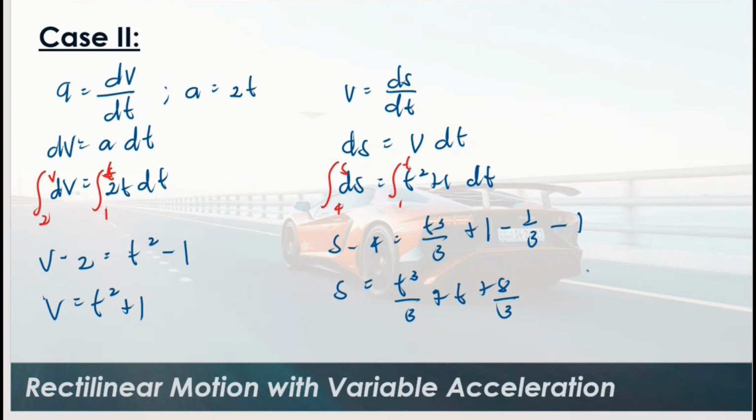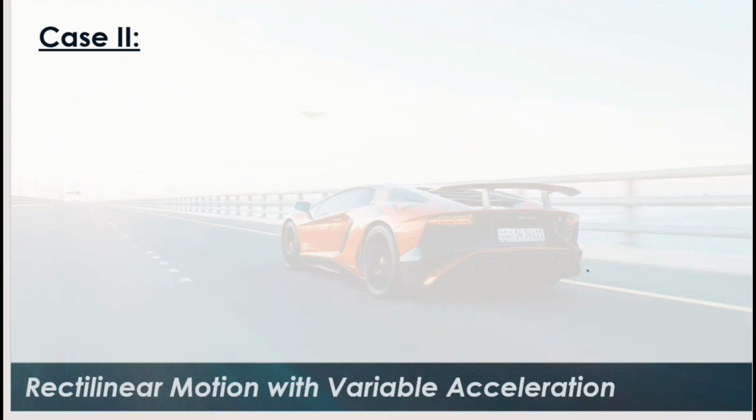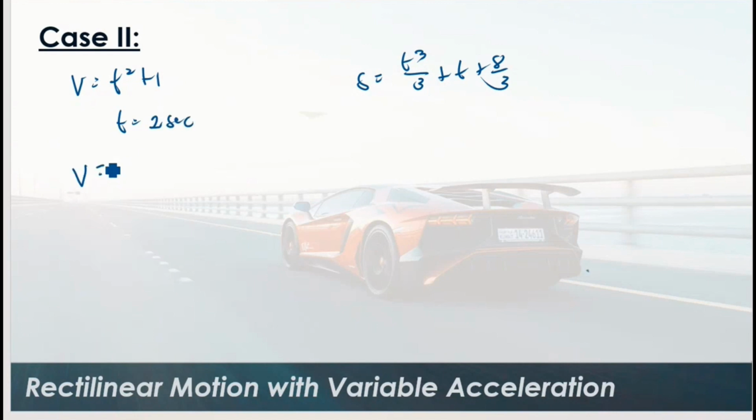So given that we have both equations, let's rewrite it on this part. v is equal to t squared plus 1, and displacement is equal to t cubed over 3 plus t plus 8 over 3. So if t is equal to 2 seconds, we have v equal to what? 2 squared plus 1.